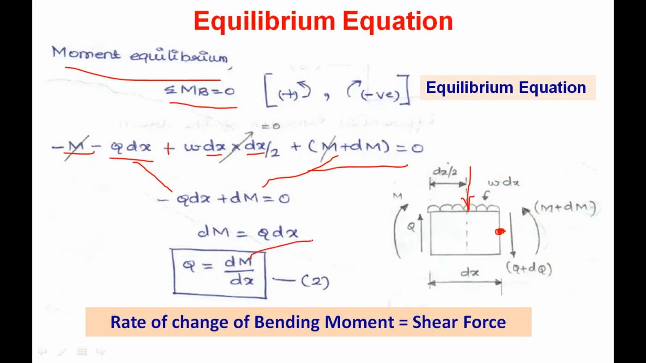Where M is the bending moment and Q is the shear force, the rate of change of bending moment is equal to the shear force. The rate of change of bending moment with respect to length is equal to the shear force. This is the second equation or relationship we are getting using the moment equilibrium.